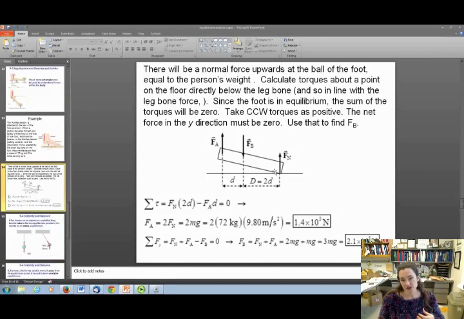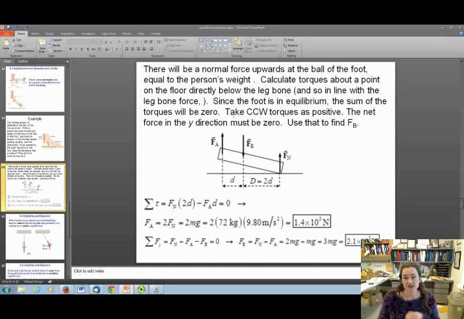Now, what's going to happen is, here's my free body diagram. I've totally simplified it. There's no muscles or anything now, and I've just got a little rectangle to symbolize the foot, okay? And you can simplify things like this with the physics problems, and it works just fine. Now what you're going to have is a normal force between the foot and the floor acting at the ball of the foot. And that normal force will be the person's weight, right? Because all of the person's weight is going to be pushing down on that point, and the floor pushes back equal and opposite. Okay, now we're going to calculate torques about a point on the floor that's directly below that leg bone, which is right here at F sub B.